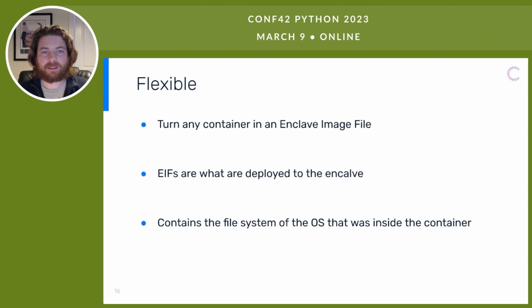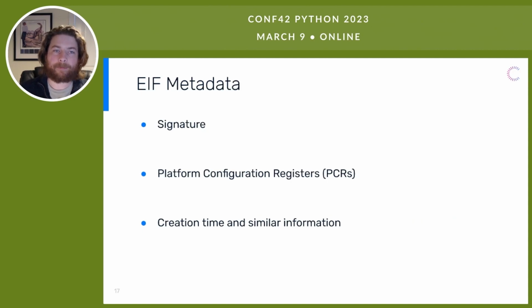Nitro Enclaves is a flexible platform because you can virtually take any container and turn it into an enclave image file, often referred to as an EIF. This file is used to deploy your code to a secure container. The EIF contains the whole OS file system that is generated from the Docker container, plus metadata to assist with attestation. It can also be signed with a private key to prove that it came from a specific source.